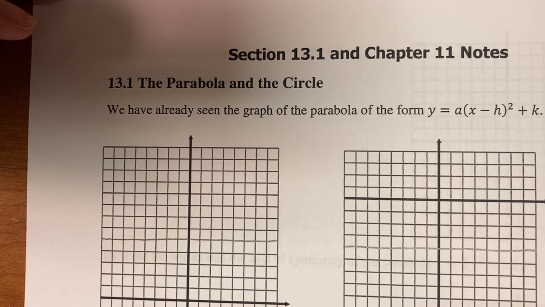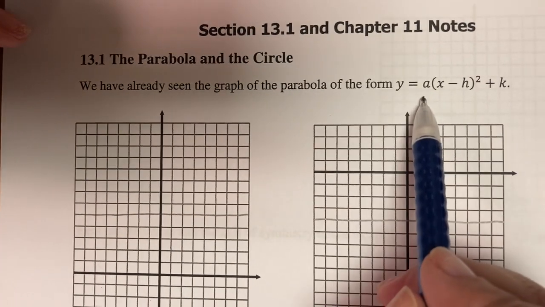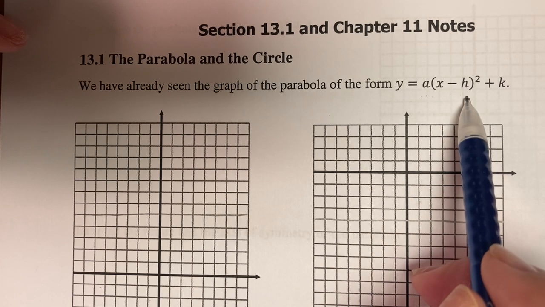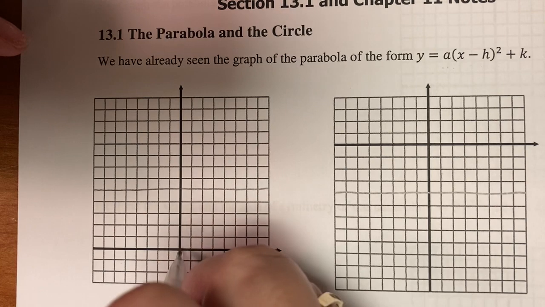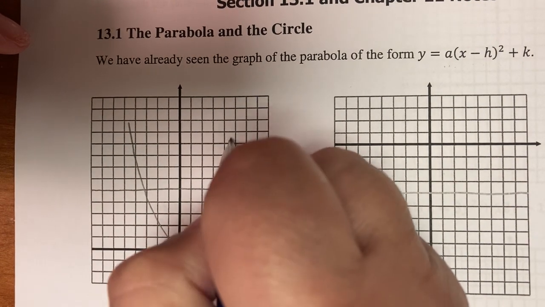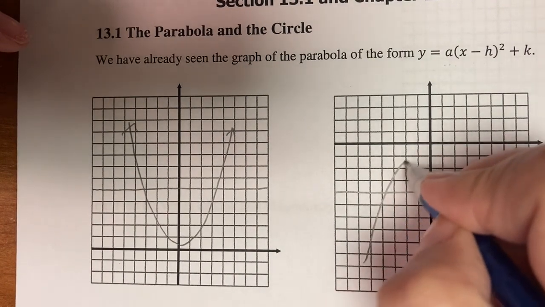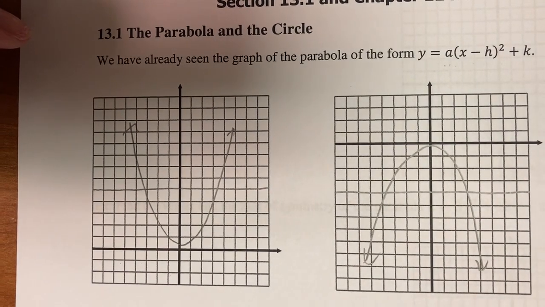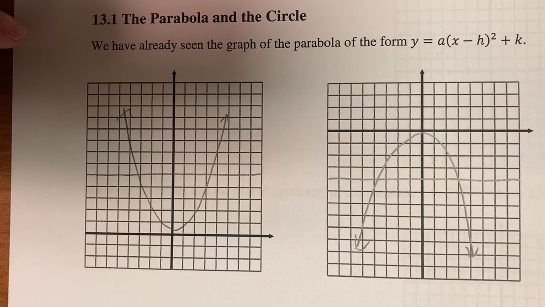So we've already talked about a parabola. You've already seen the graph of a parabola in the form y equals, or f of x equals a(x minus h) quantity squared plus k. So remember that that was a parabola that either opened up, and we're not getting very exact, don't worry about graphing them exactly, or it opened down. So those parabolas were functions. They both passed the vertical line test.